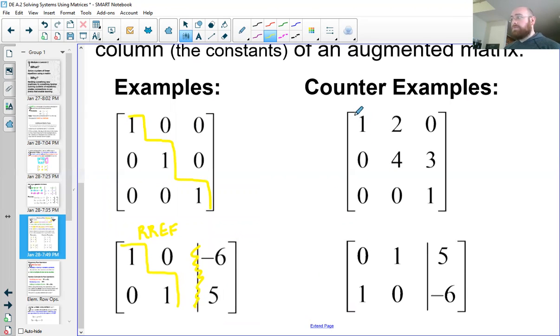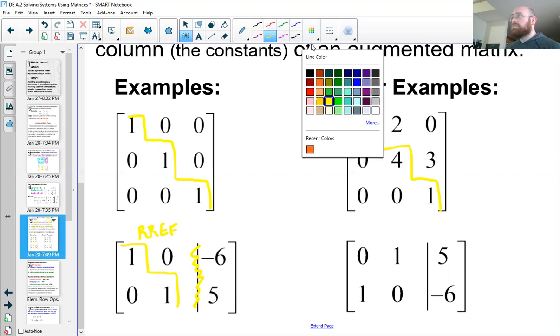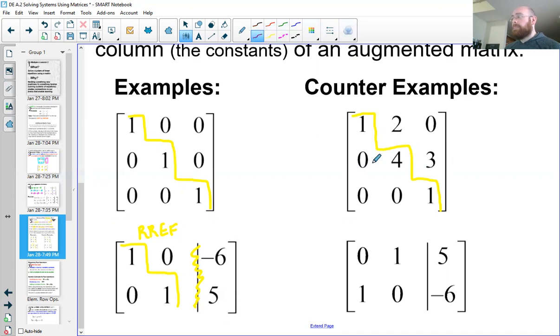So counterexamples, we have this staircase pattern. However, this is not a 1, and these numbers are not 0. So we could eventually make this reduced row echelon form, but it would require some additional work.